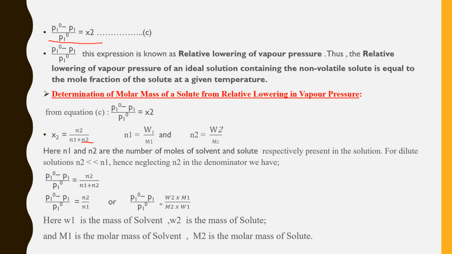So from the relative lowering of vapor pressure, we can easily find the molar mass of solute, that is M2. On putting these values into this equation, we can easily find out the molar mass of solute from the relative lowering of vapor pressure.